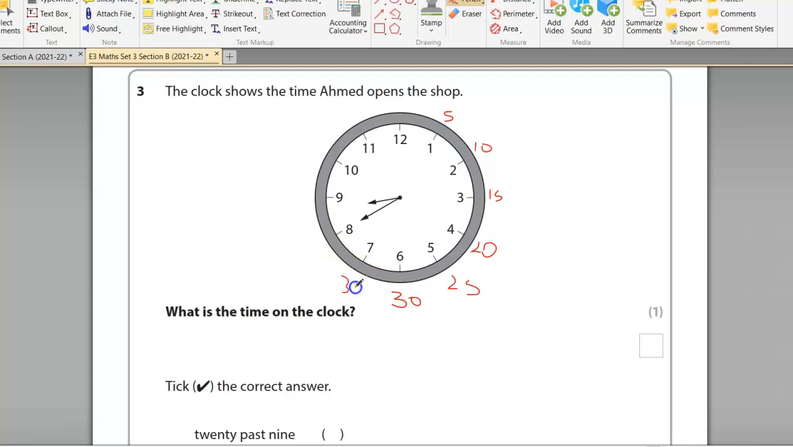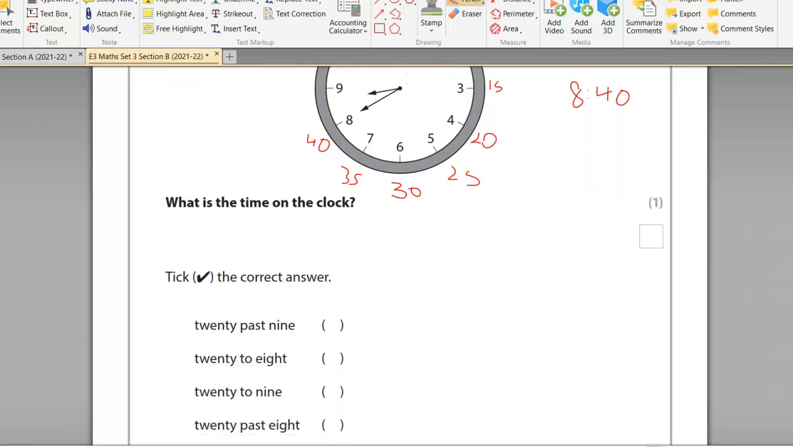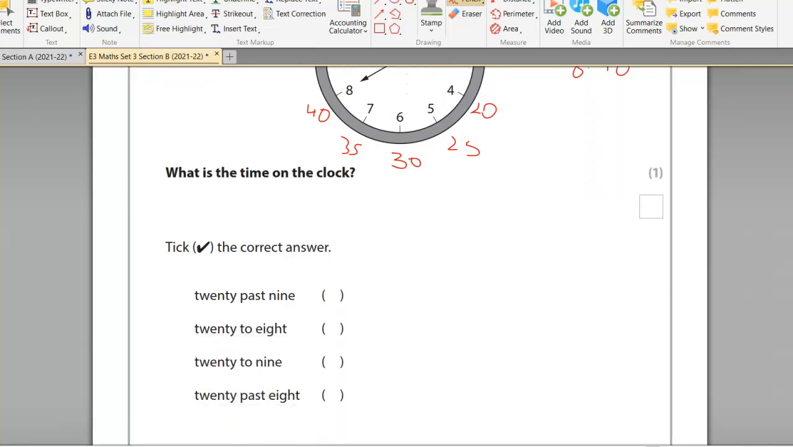35 minutes past the hour. So when it's pointing at the 8, that is 40 minutes past the hour. And because that little hand is past the 8 and it hasn't reached the 9 yet, it means the time on the clock is 8:40, because it's 40 minutes past the 8th hour. So we're looking for an option in this question that is the same as 8:40.